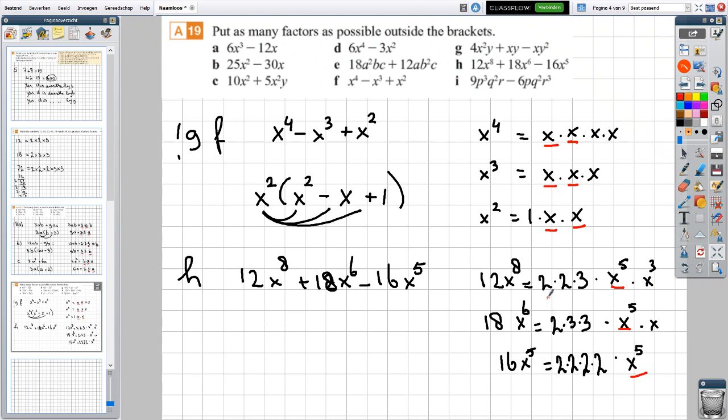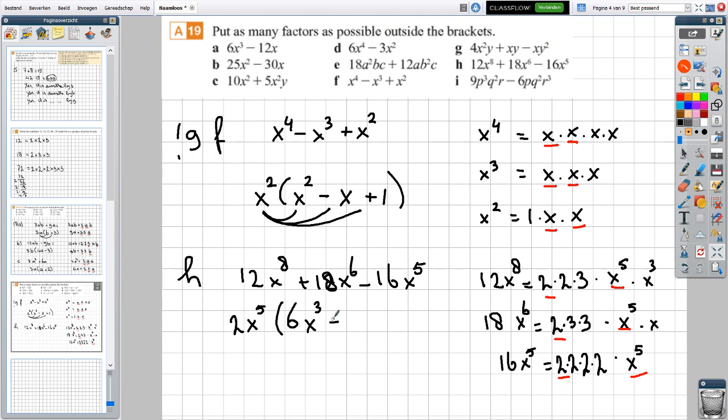What are the numbers that are in common? Well, I certainly have a 2. I have a 2 here, but not here, so I cannot use that. And I have a 3 here, and I have a 3 here, but not here. So strangely enough, the only number that I can now write down outside of my brackets is 2. So what's going to be outside of my brackets? I have 2x to the power of 5. What I'm left with here is 2 times 3 is 6. And I'm left with x to the power of 3.